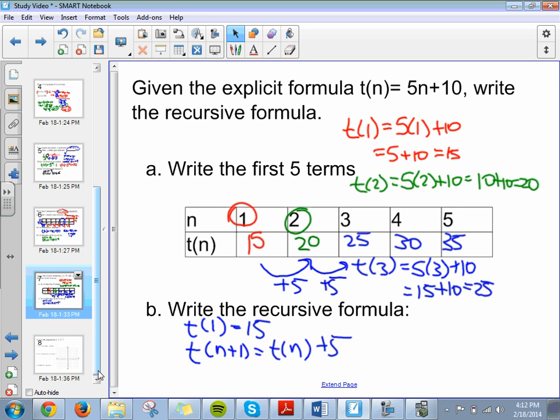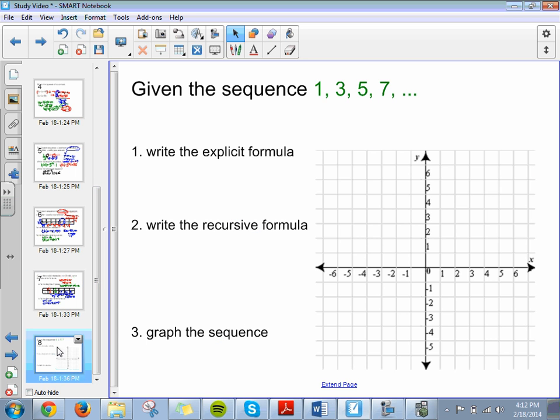All right, I believe we have one slide left that kind of puts it all together. So again, being able to look at something and decide what type of sequence it is, and then putting together those equations that go with it, are going to be huge tomorrow.